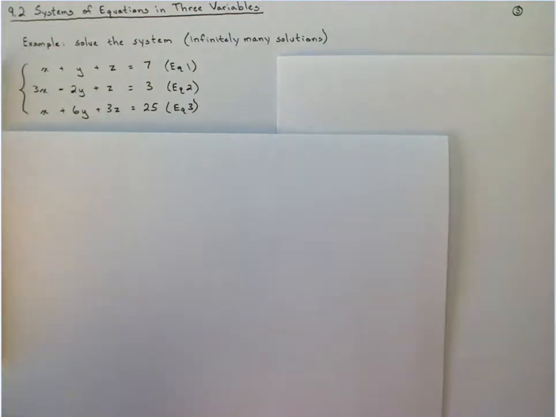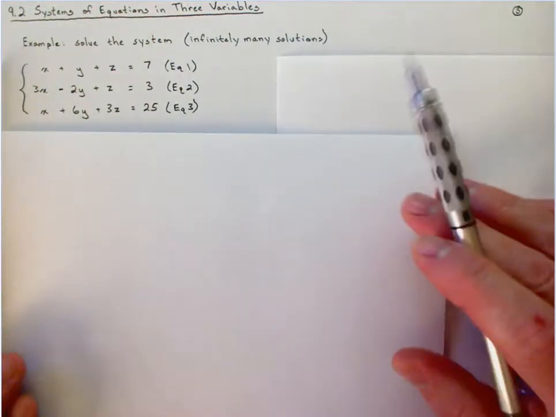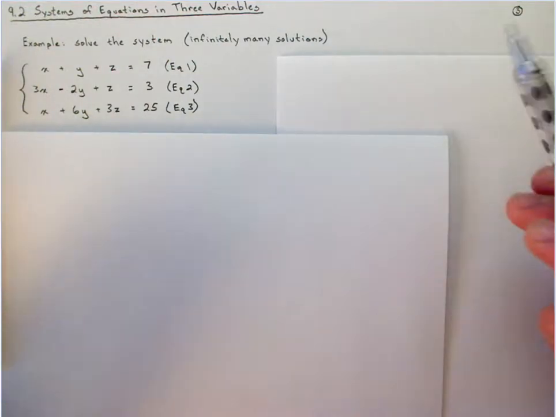Hey guys, I want to go over two examples with you during this video. One dealing with infinitely many solutions for systems of equations in three variables, and the other dealing with no solution in systems of equations in three variables. So our first example deals with infinitely many solutions. So I'm given three equations, and remember our steps.